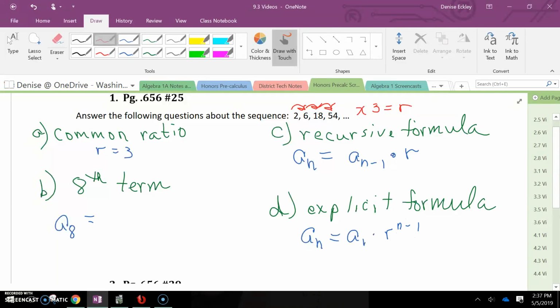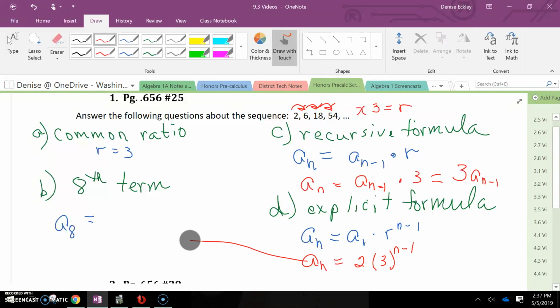And we're going to use the formula a sub n equals a sub 1 times R to the n minus 1. So going back and filling in our recursive relationship, a sub n is going to equal a sub n minus 1 times R, which is 3. Or you can write this as 3 times a sub n minus 1. And our explicit relationship is going to be a sub n equals our first term, which is 2, times R, which is 3, to the n minus 1.